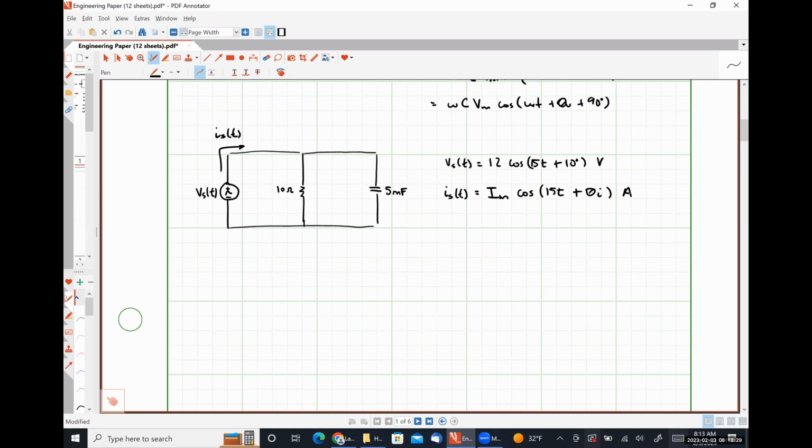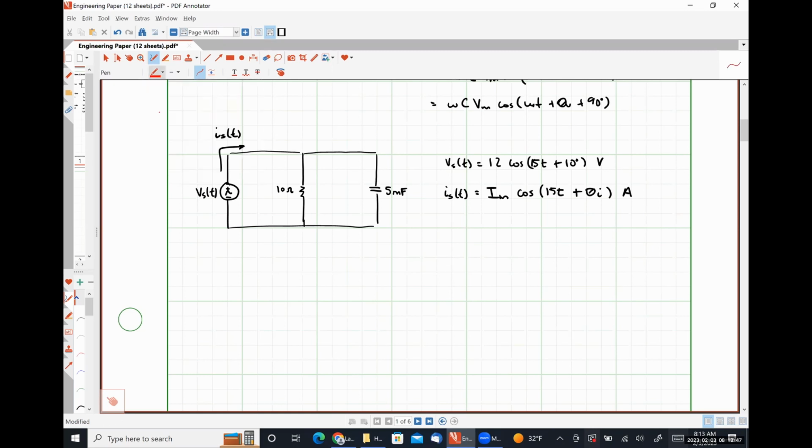What is the same thing that we always do? So what kind of circuit is this? It's a single node pair circuit because everything is in parallel. So what do we do when we have single node pair circuits? We apply Kirchhoff's current law, okay?